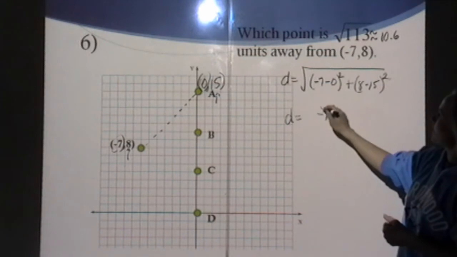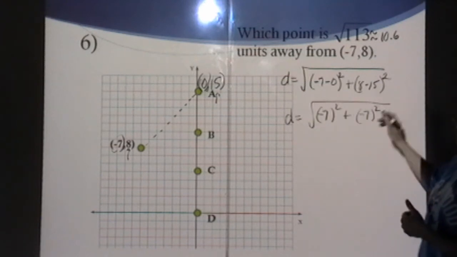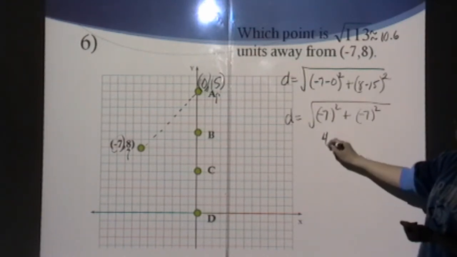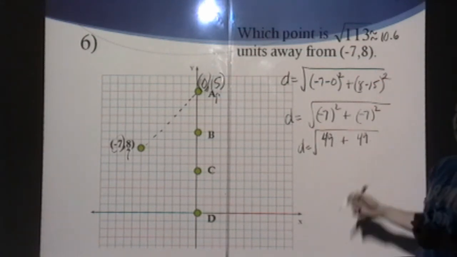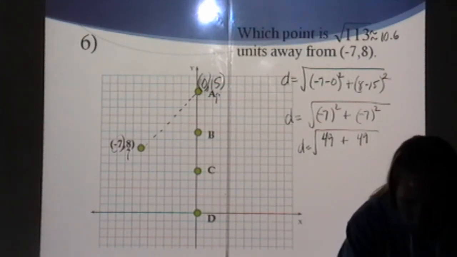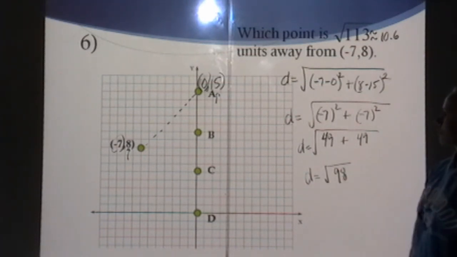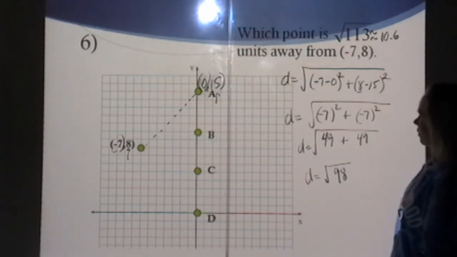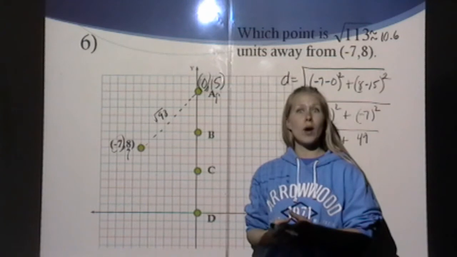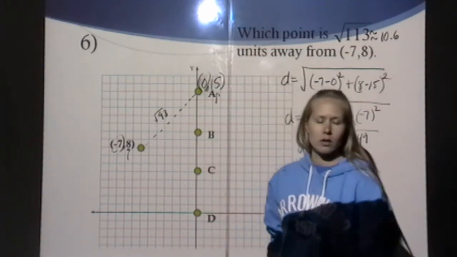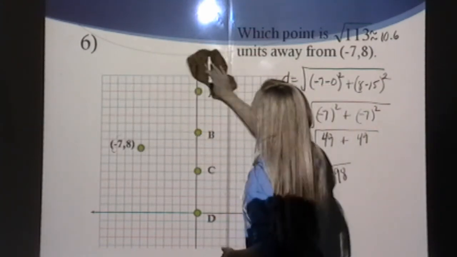So let's work this out here. Negative 7 minus 0 is negative 7 squared. And 8 minus 15 is negative 7 squared. Negative 7 times negative 7 is 49. And negative 7 times negative 7 is 49. And the distance is equal to the square root of 49 plus 49. Well, that's 98. So the distance is equal to the square root of 98. Well, wait a minute. This is the square root of 98 units away. I don't want that. I want the square root of 113. So I need a point that is further away. Well, C can't possibly be it, because that's closer. So I'm going to go with D. Let's try D.